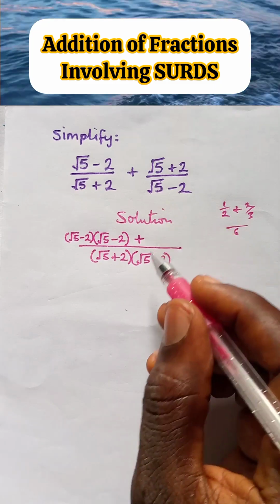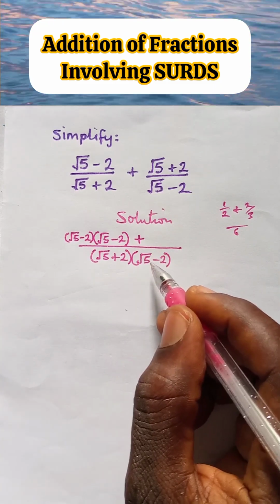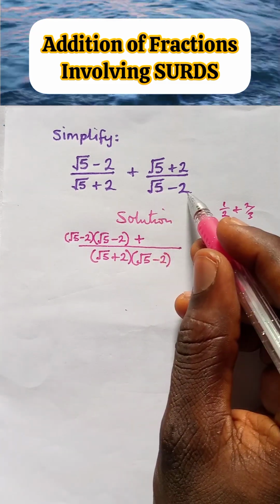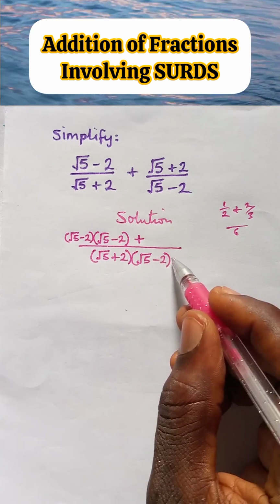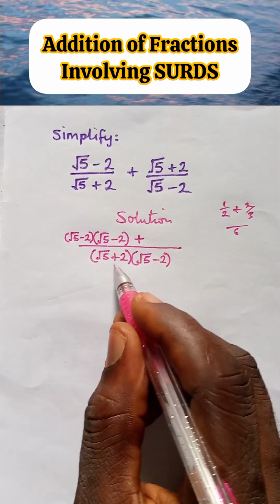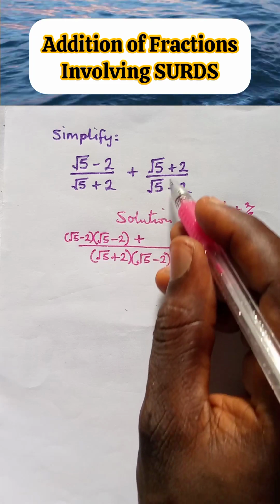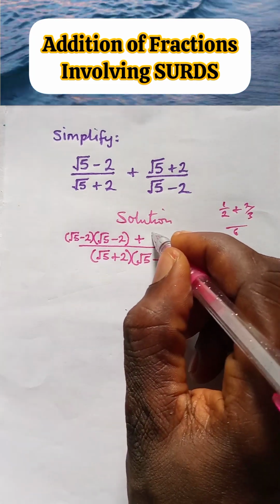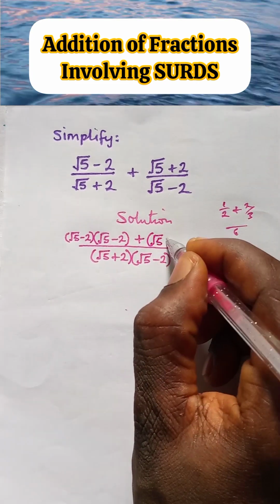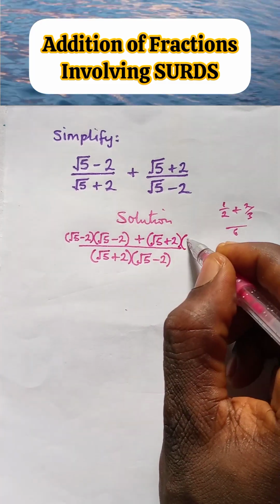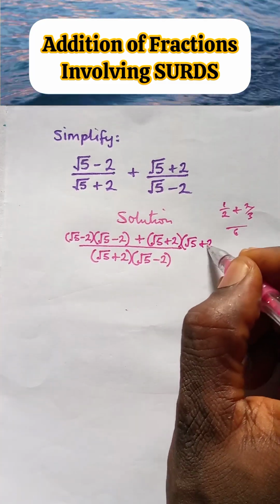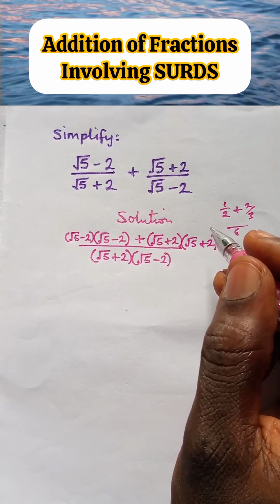For √5 − 2, we divide the LCM. What it simply means is that we strike out this √5 − 2 and we are left with √5 + 2, which we'll use to multiply this numerator. So we have (√5 + 2) multiplied by (√5 + 2). Now we can simplify further.